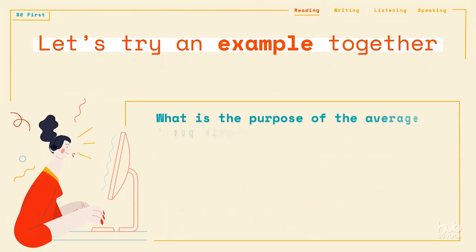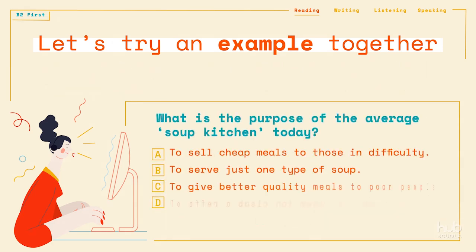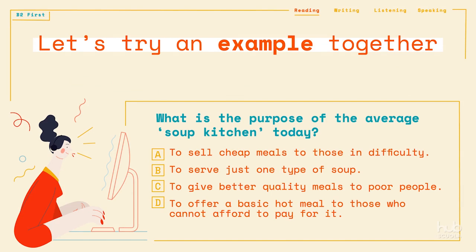What is the purpose of the average soup kitchen today? A. To sell cheap meals to those in difficulty. B. To serve just one type of soup. C. To give better quality meals to poor people. D. To offer a basic hot meal to those who cannot afford to pay for it.